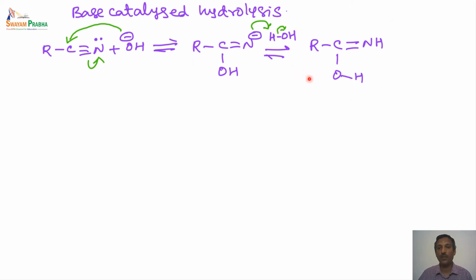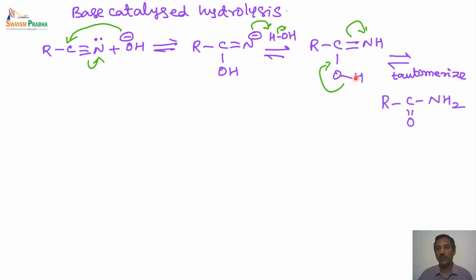We already know this intermediate is quite unstable. So this undergoes the same reaction that we have seen, the tautomerization reaction. So this proton is shifted from this oxygen to this nitrogen. So we end up with the same amide. If you remember, in the acid catalyzed hydrolysis also, one of the intermediates formed is the amide. In this base catalyzed reaction also, we are getting the amide as one of the intermediates. So let us see how the amide can undergo the base catalyzed hydrolysis to produce the corresponding carboxylic acid.